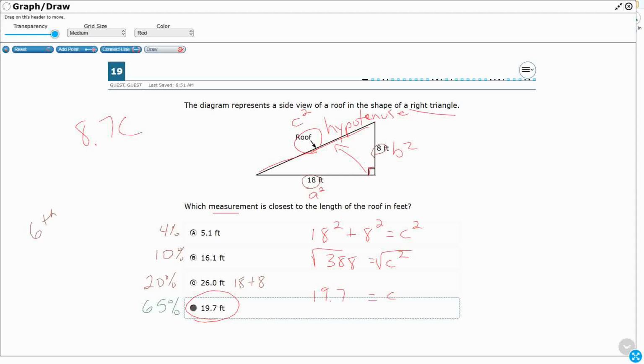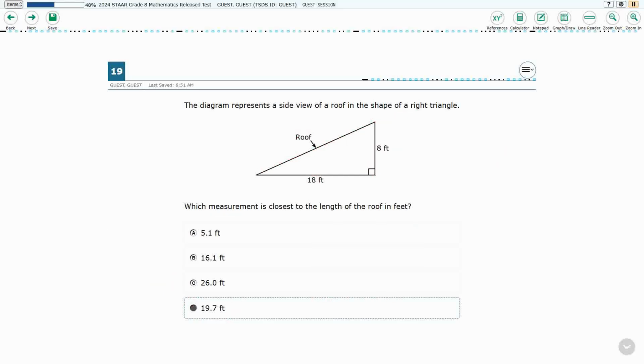So this is tied for our sixth easiest, and so that's just another opportunity for us to continue to have our students clue into when we're dealing with a right triangle, we should be thinking of the Pythagorean theorem. That's probably going to be what we're going to use to solve for a missing side length.